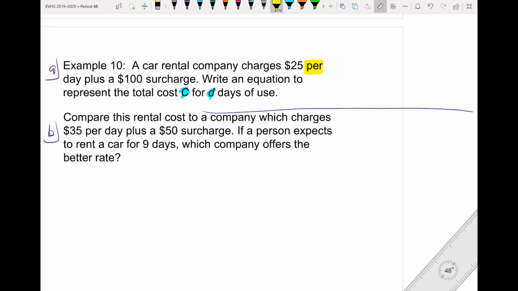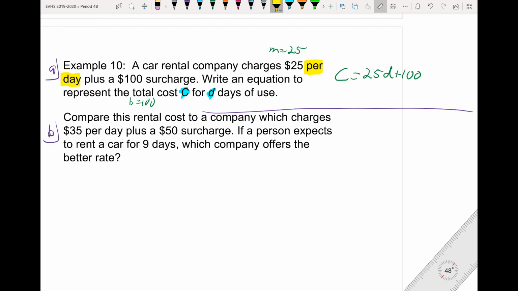So this is per day. And the other cool part about it is it usually tells you what the variable is going to be beside it, because per day is like your slope times your day. So here my M is 25. That would make my B equal 100. So it's C equals 25D plus 100.